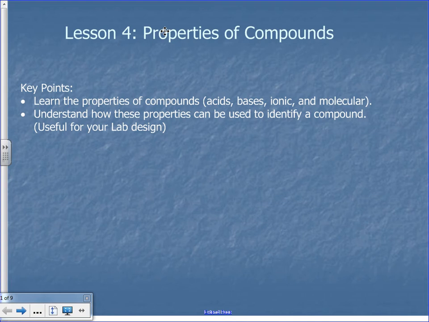Understand how these properties can be used to identify a compound, and that, again, is going to be useful because you are going to design the procedure for this lab. You're going to figure out the set of steps, like step 1, acquire materials. Step 2, perform this particular test on all unknowns, record your data, etc. Then you would give a description of how to perform that test. So you're going to be doing a lab design. That's one of the things we'll be working on this week, getting our lab ready to go across the hall and actually perform it.